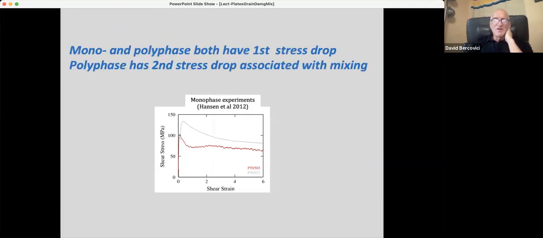What's more quantitative and interesting in terms of its predictive ability, and I want to go through this fast because I have a few results I want to show you after this, is how the stress evolves in these experiments.